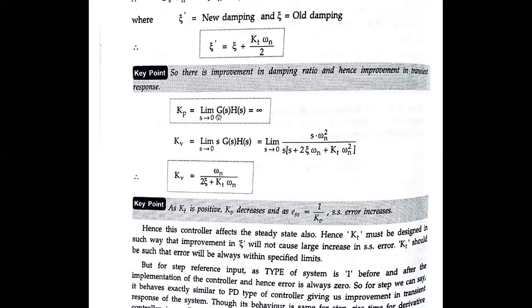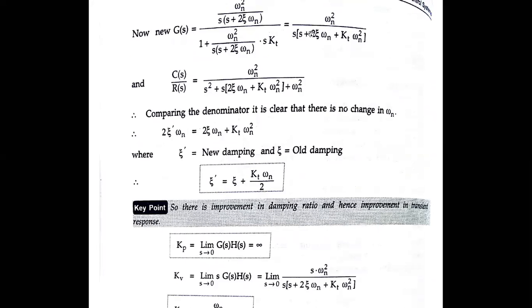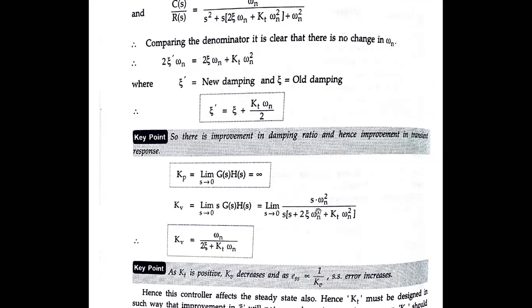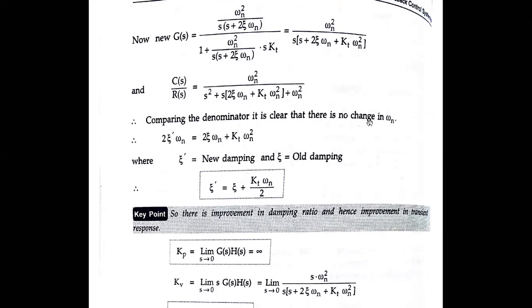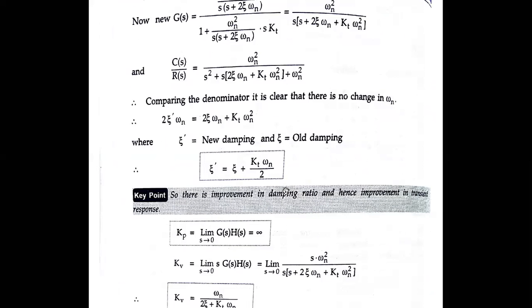Now similarly, for the velocity constant, limit s tends to 0, we just multiply s with the above formula, so s into g of s into h of s. What is g of s here? G of s is this formula, omega n square divided by this expression, which is written here. What is h of s? H of s is equal to 1. Why is h of s equal to 1? Because there is no value here. You can see a straight line is drawn from c of s to this summing point. Therefore the value of h of s is equal to 1.